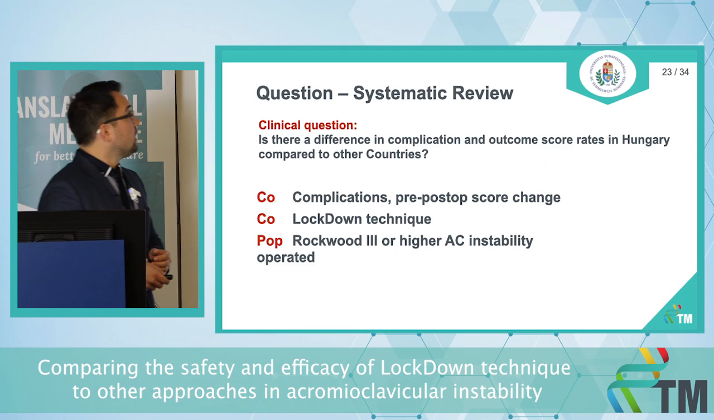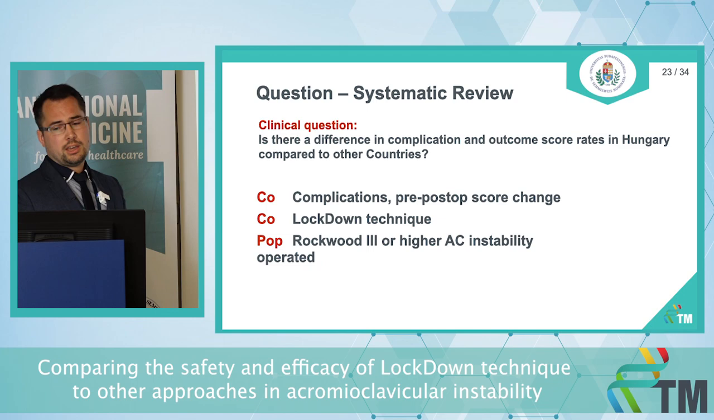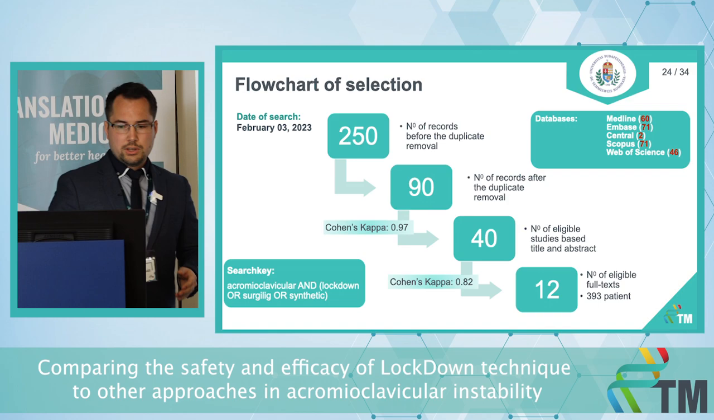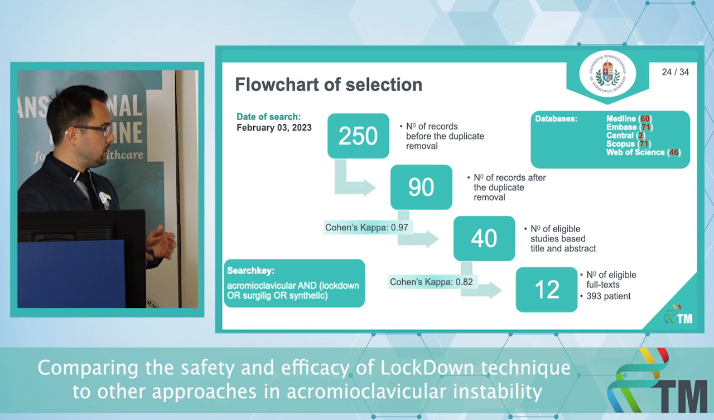So we use the PICO framework, and the question was, is there any complication and outcome difference between the Hungarian and the literature results itself? For the systematic review part, we first found more than 200 articles that we decreased to 12 articles with a patient number of almost 400.